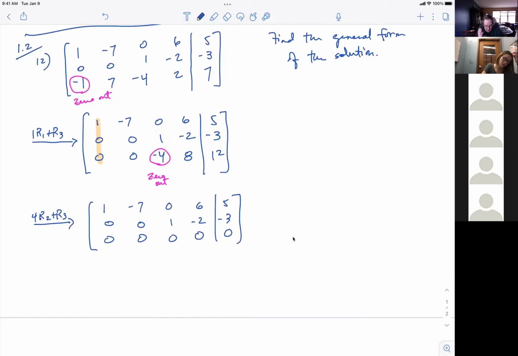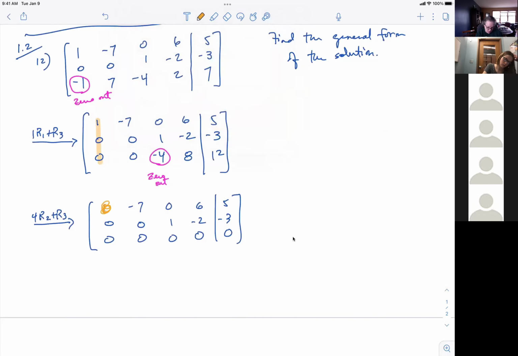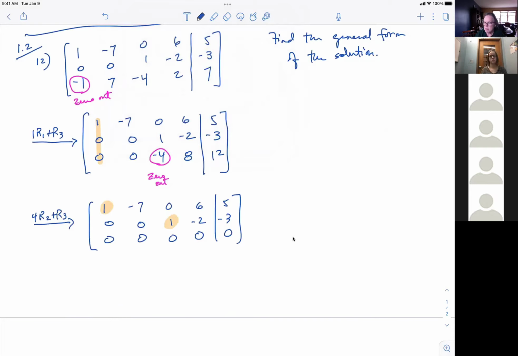And so basically, I've got a pivot position here. Pivot position here, pivot position here. So my matrix is in echelon form. Remember the rules: zero out below the leading entries, all leading entries to the right of the one before it, and any rows of zeros are at the bottom. So we satisfy all that.